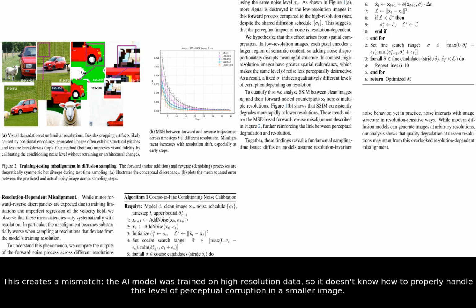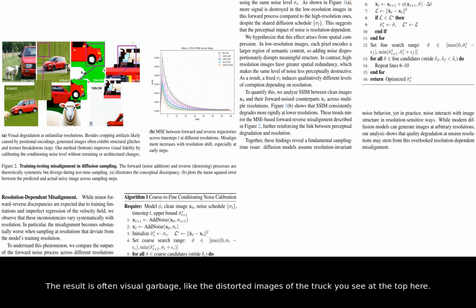This creates a mismatch. The AI model was trained on high-resolution data, so it doesn't know how to properly handle this level of perceptual corruption in a smaller image. The result is often visual garbage, like the distorted images of the truck you see at the top here. They end up with strange artifacts and incoherent structures.